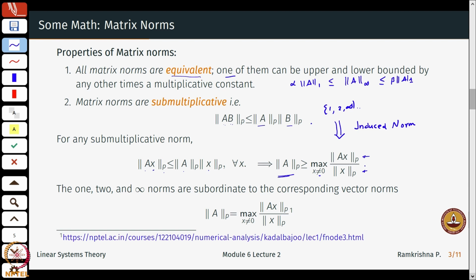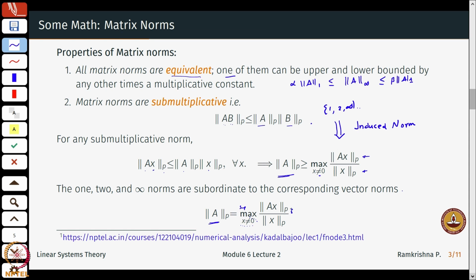A slight little definition here, or a property, would be that these 1, 2 and infinity norms are subordinate to the corresponding vector norms. What does this mean? That we have the norm of A in P is actually equal to the maximum, also referred to as the supremum, over all the x. So, I just check for all the x and find the supremum of this ratio, ||Ax||_p over ||x||_p. Okay, there is a little typo here.